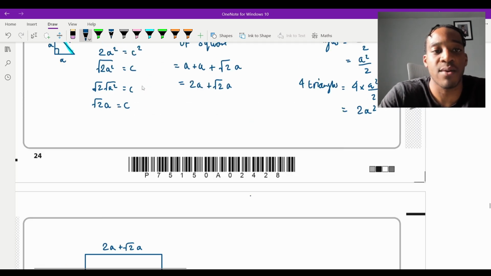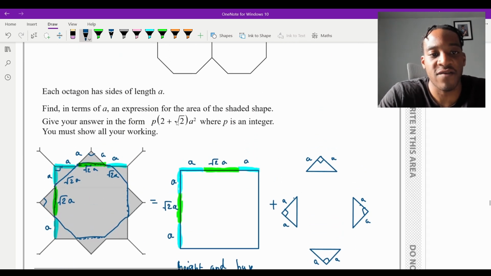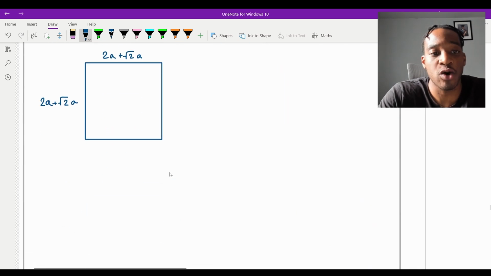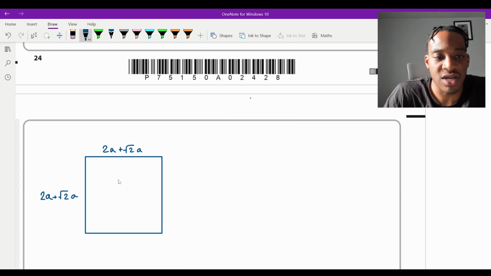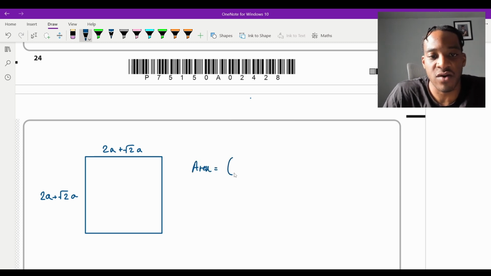And this is very good because remember what we needed to show? We need to give the answer in the form of (2 plus root 2)a squared, and we've got a 2 and a root 2 here. So this is definitely along the right track. So we need to work out the area of this now. The area is just going to be, we're just going to times these together, aren't we? It's going to be 2a plus root 2a, and then multiply by the same thing. And now we need to expand.